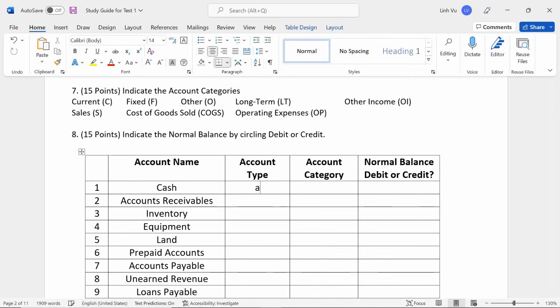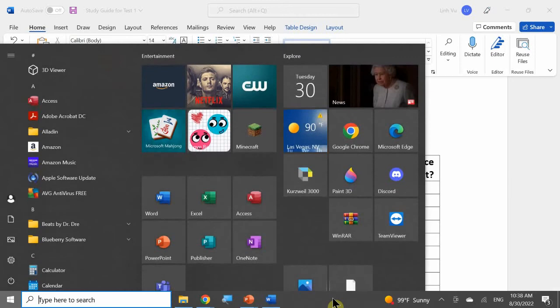What kind of asset? A current asset. Correct, right? Because it's already in its liquid form. It's already available in cash.